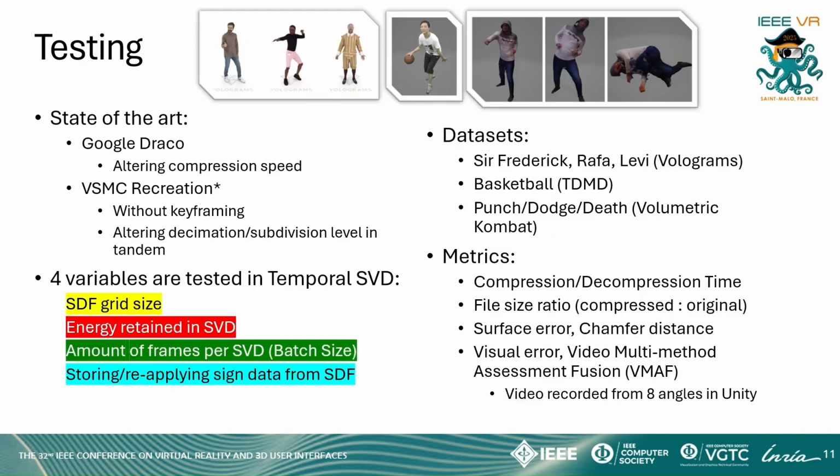Now, for testing, we choose the state-of-the-art to be Google Draco, largely because it's chosen as a state-of-the-art in many other volumetric video works. We also choose VSMC because it was chosen to be a base for a VDMC creation by MPEG, which aims to become a new standard for volumetric video compression of meshes.